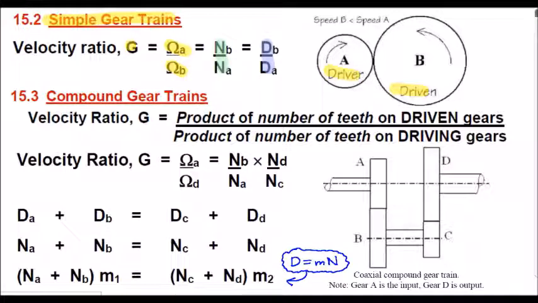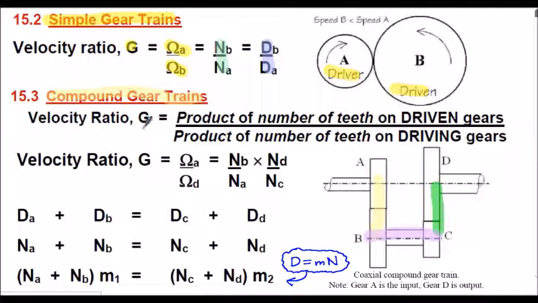If we consider compound gear trains, the top diagram is a simple gear train. This is a compound gear train we mentioned last week, where we have a pair of gears here and also a pair of gears over here. And then these two gears, B and C, are on the same shaft. That makes them a compound gear. It's slightly more complicated to find the velocity ratio.